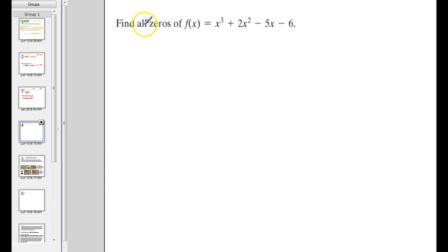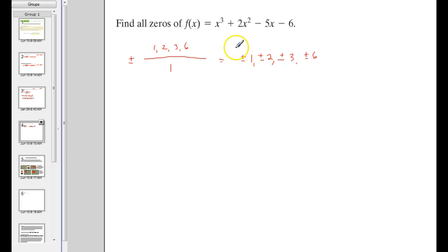Alright, now if you're told to find all the zeros of one of these functions, if you're using the rational zero theorem, our rational zeros here, the factors of the constant, are 1, 2, 3, and 6, and the factors of the leading coefficient are 1. So it's just going to be plus and minus these whole numbers. Alright, so there's our possibilities.